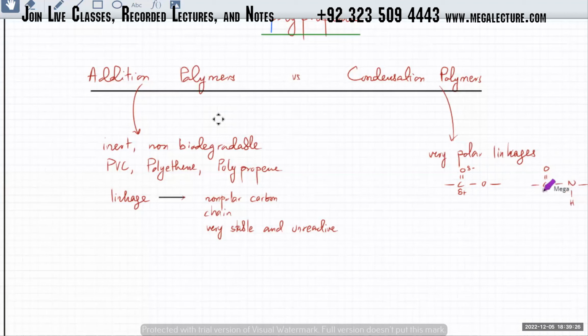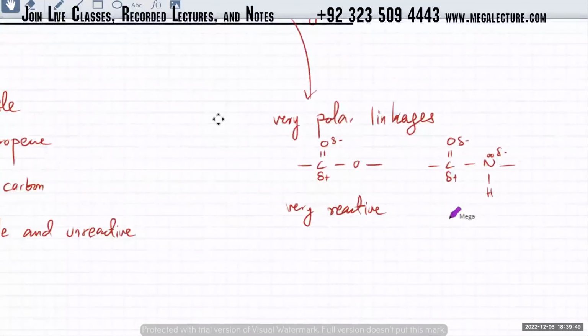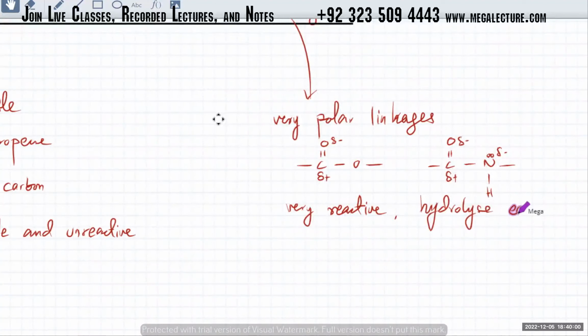Same case with amide: the carbon is very strongly positive, the oxygen is negative, and N has lone pairs, also negative. So they're very polar linkages, which makes them very reactive. They get easily hydrolyzed, because they're going to attract a lot of things. So very reactive and hydrolyze easily.